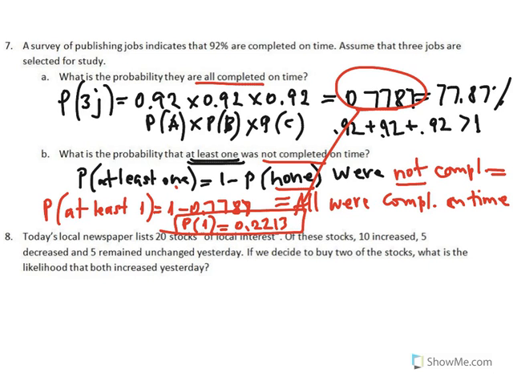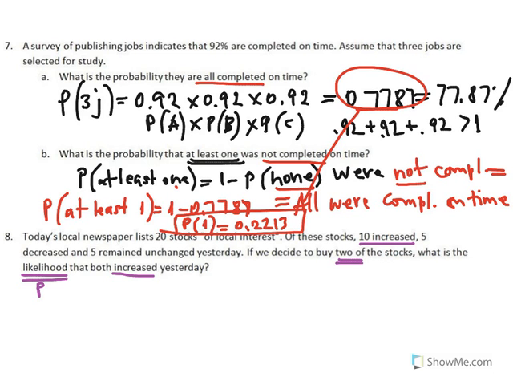Today's local newspaper lists 20 stocks of local interest. Of these stocks, 10 increased, 5 decreased, and 5 remained unchanged yesterday. If we decide to buy 2 of the stocks, what is the likelihood that both increased yesterday? Okay, both increased yesterday. So this increase will be associated with these 10 stocks that increased. Okay, and we need to buy 2 of the stocks. And when we say what is the likelihood, that means what is the probability.